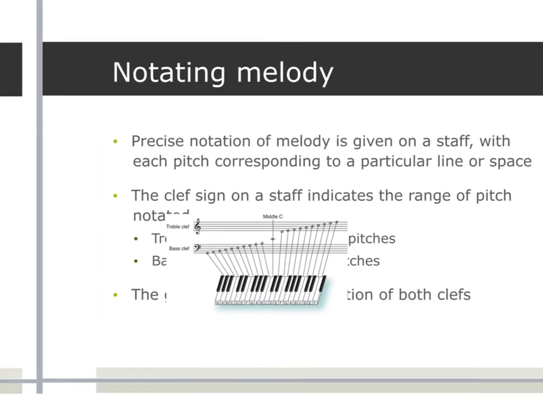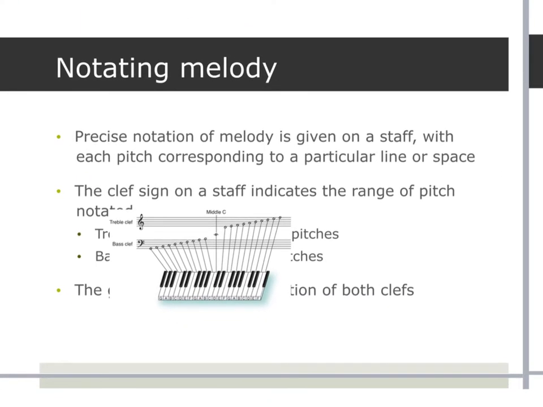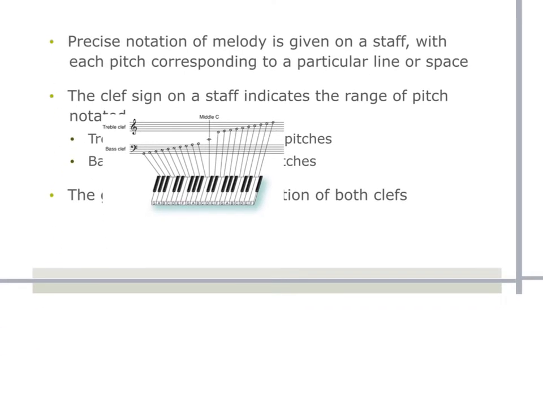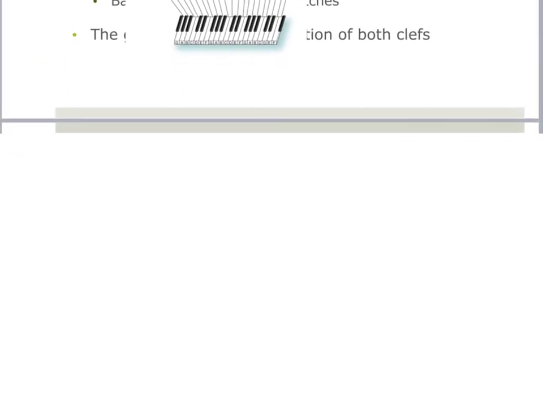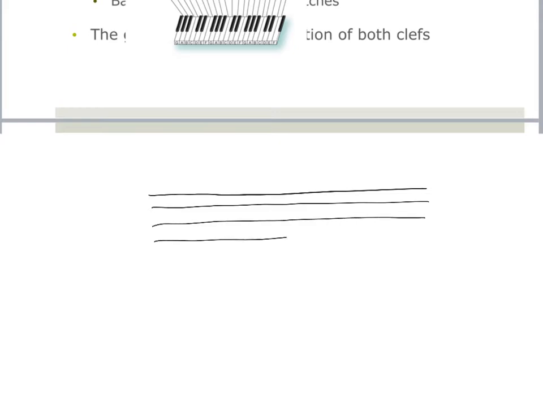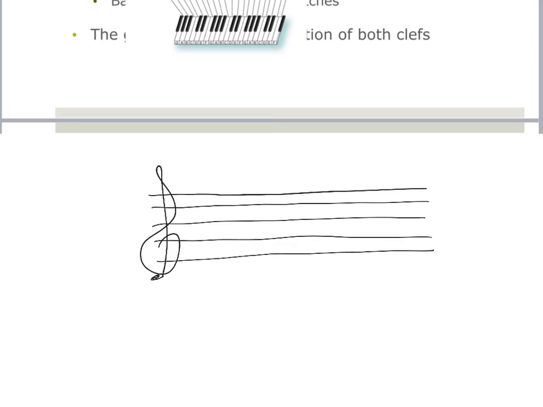Okay? So, notating melody. Precise notation of melody is given on the staff. So we take our musical staff. But let's say I want to write a song. I'm just going to write a treble clef song, and draw it down here. There are 5 lines, 4 spaces. I'm going to draw my treble clef, and, oh, that is awful, but pretend that's a good treble clef. Treble clefs are hard to draw, but my line still circles around my G line.